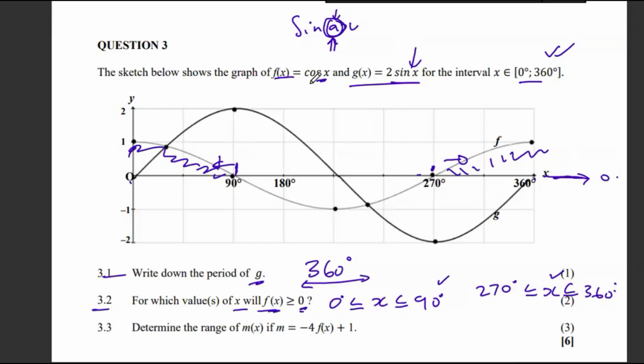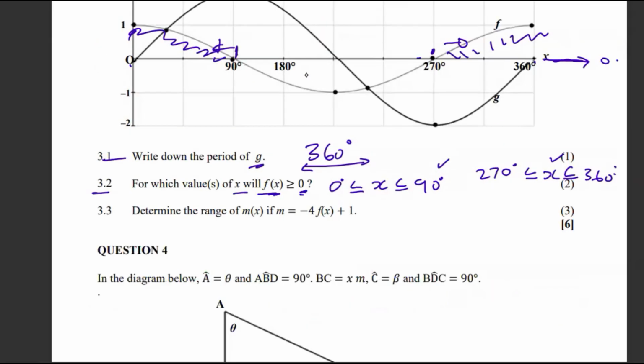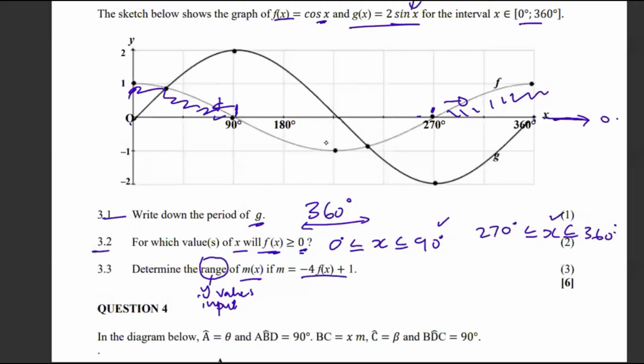All right. Then 3.3, determine the range of mx if m is this. Now, when you talk about range, you're referring to the y values, not the input values. Okay, so let's start by getting this equation. When you say negative 4 times f of x, it simply means we are increasing this graph, we are making it bigger. Meaning that instead of our graph stopping at 1 and negative 1, the graph is going to stop at negative 4 and positive 4.